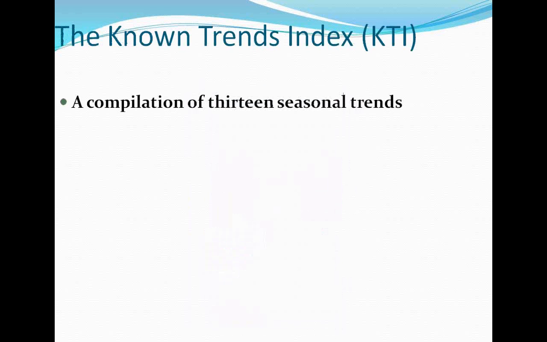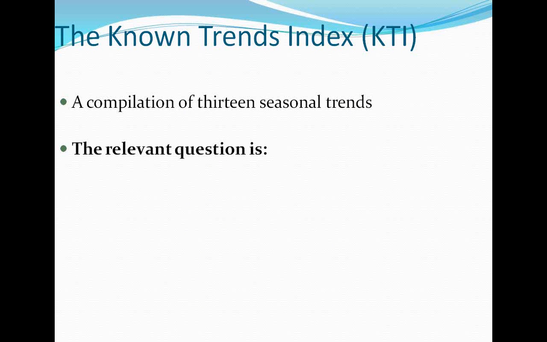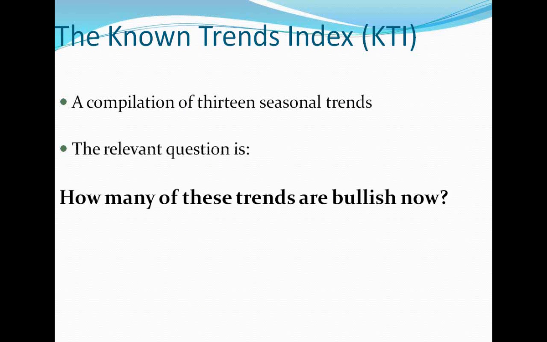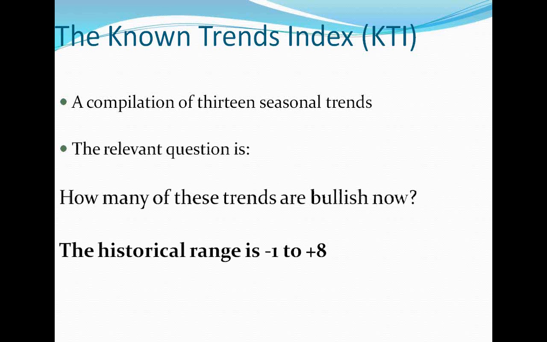In the back section of the book, I wrote about something I call the Known Trends Index, or KTI for short. This is a compilation of 13 different seasonal trends. And the relevant question that we want to ask at any given point in time is how many of these trends are bullish right now. Historically, the KTI has ranged from -1 to +8.